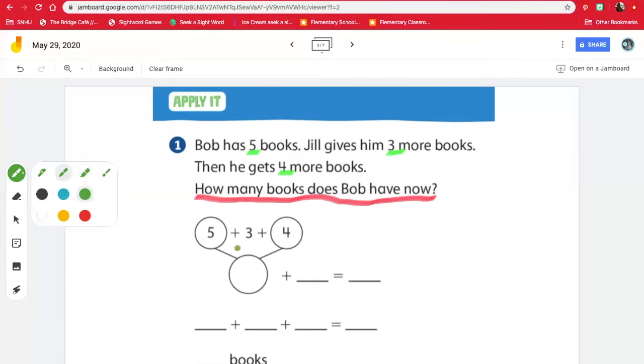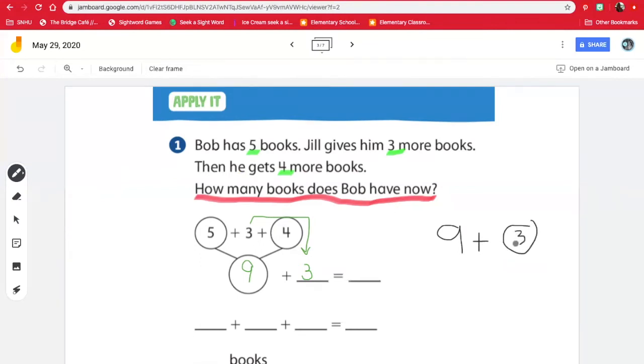Now I'm noticing in this we're using the 5 and the 4, but we're not making a 10. Instead, 5 plus 4 is 9. But even though it's not a 10, it's still easier to add 9, and we're going to take our number that we haven't used yet and plug it in. So 9 plus 3. Now I could draw a picture if I wanted to, or make another 10. So we have 9 plus 3.